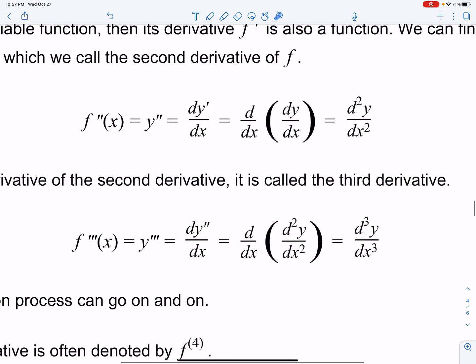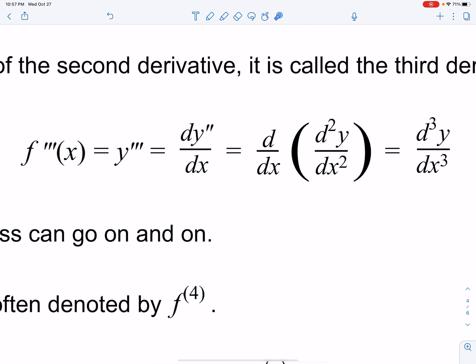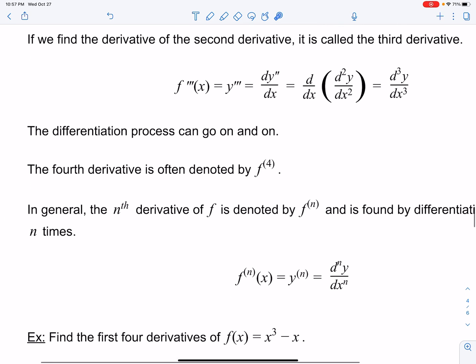And if we took the derivative of the second derivative, we'd have the third derivative. And so we'd have triple primes. And if we go higher than that, then we put in parentheses to denote what derivative we're talking about. And so fourth derivative or higher, we put in parentheses.